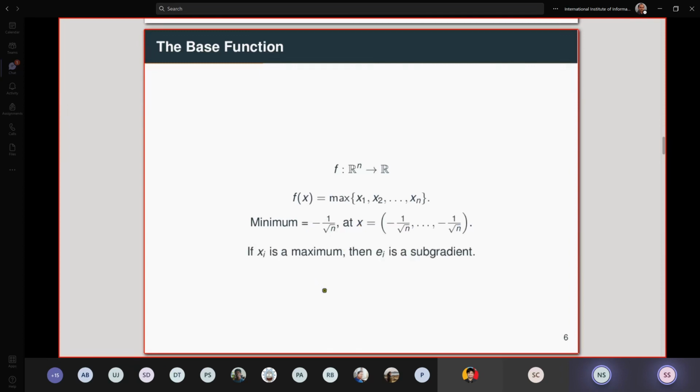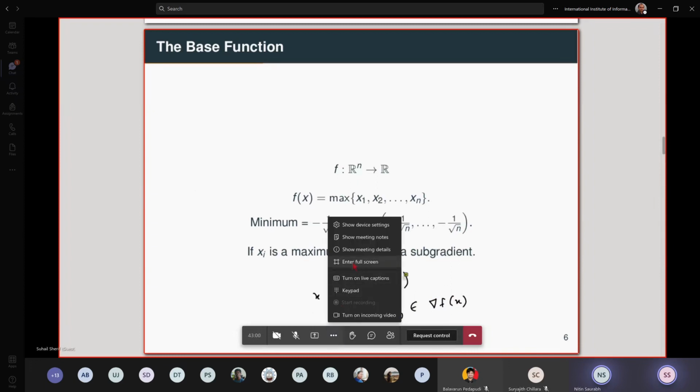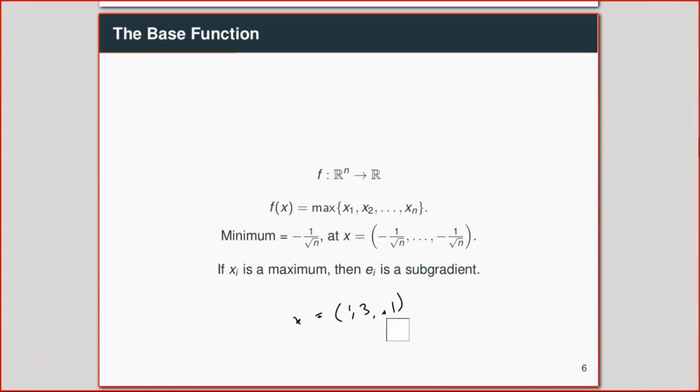And also if, say, x was equal to (1, 3, 0.1), then the maximum value over here is 3, and in fact E3 will be the subgradient at this point. So E3 will belong to the subgradients of f at x. And it is simple to see that if you increase along the direction of E3, then your function will increase. Otherwise, if you take any of the other directions, it's going to increase slower than that. Right. So this is the base function.